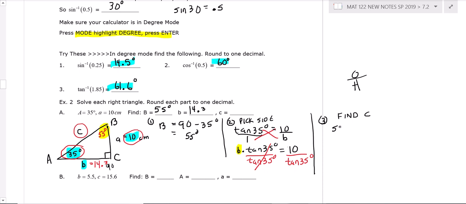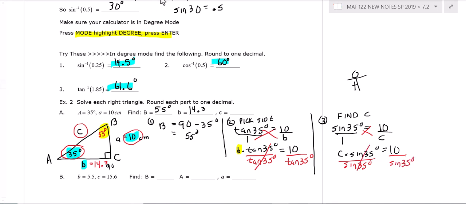So you would say sine of 35 equals side opposite 10 over side C. Okay, like that. Then just like the last problem, you cross multiply and solve, and then you'd have to use your calculator. So when I cross multiply, I'm going to have C times sine 35 degrees equals 1 times 10, or 10. Then divide both sides by sine of 35 degrees.